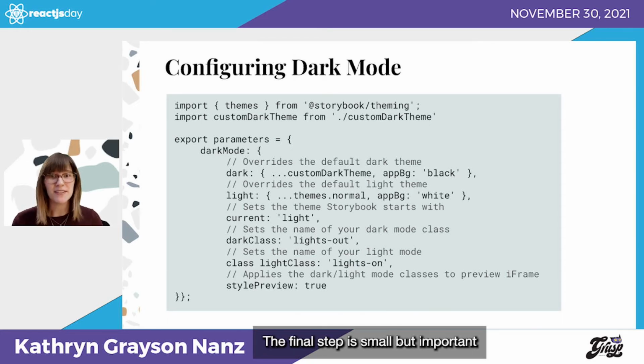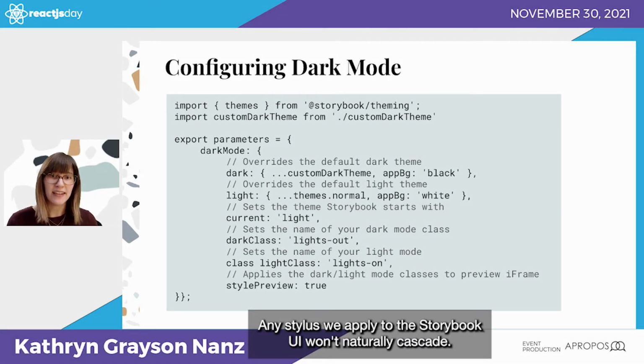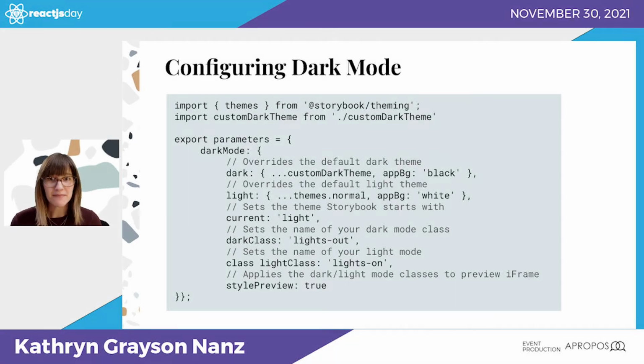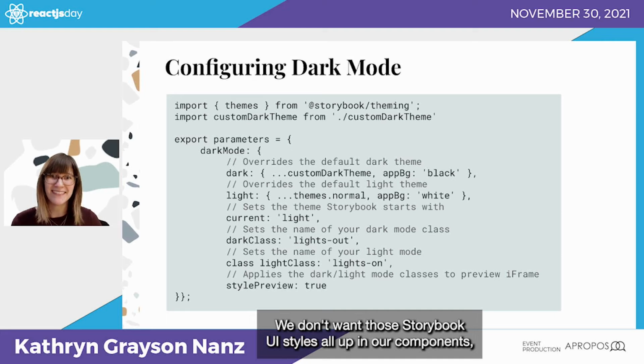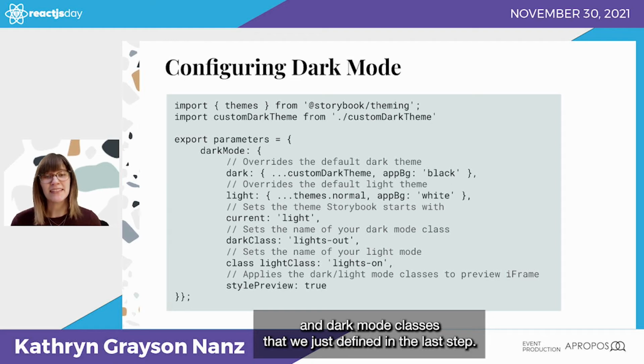The final step is small, but important. Because Storybook renders your component inside an iframe in the content panel, any styles we apply to the Storybook UI won't naturally cascade. Overall, this is honestly a good thing. We don't want those Storybook UI styles all up in our components. But there is one exception to that rule, and that's those light and dark mode classes that we just defined in the last step.